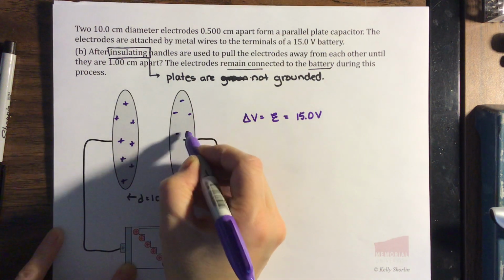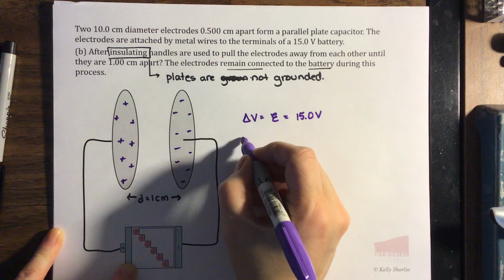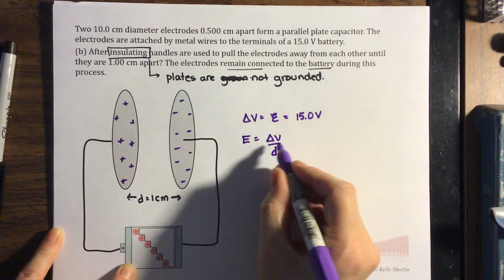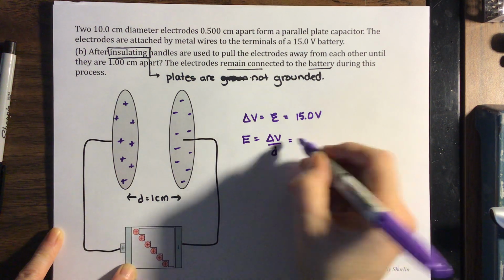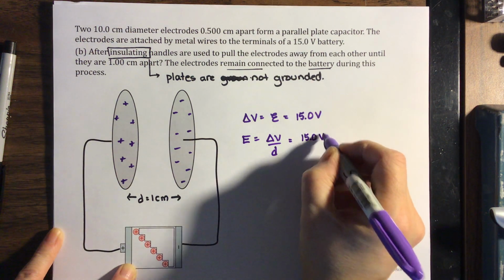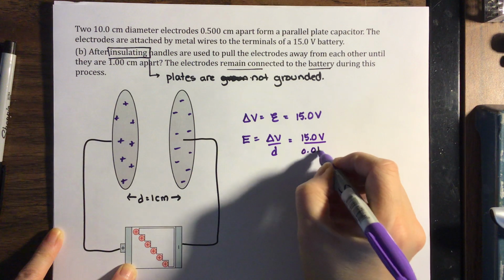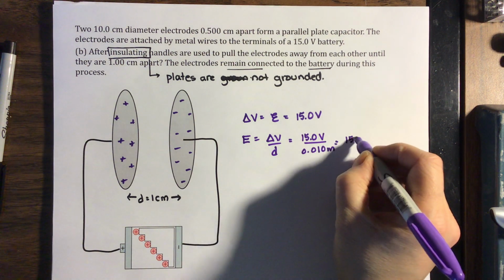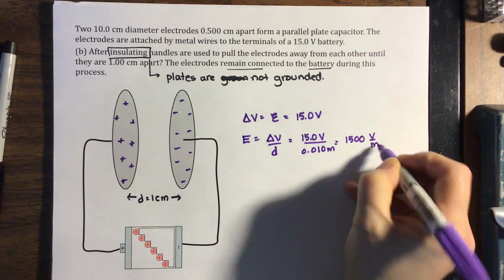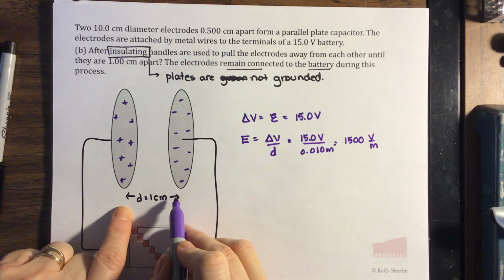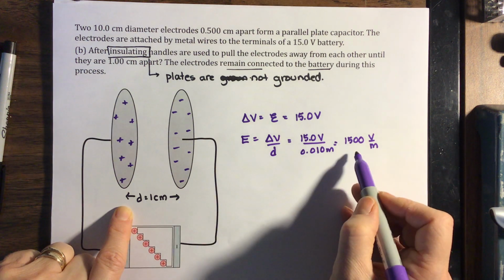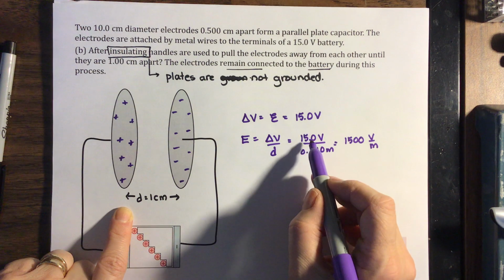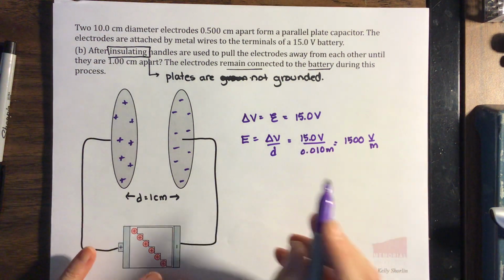To find the electric field between the plates, because we get one plate charged to be positive and one charged to be negative, we can find our electric field between the plates as the potential difference between the plates divided by the separation. That gives us an electric field strength of 1500 volts per meter. You might notice that when our plates are twice as far apart, our electric field is half the size. When it's further apart, our electric field gets weaker if the potential difference stays the same.